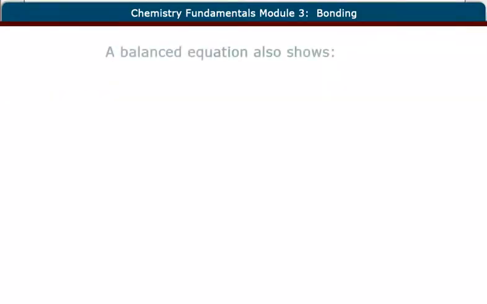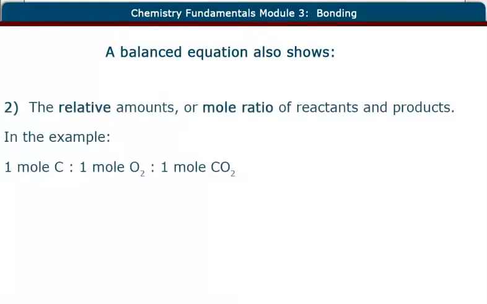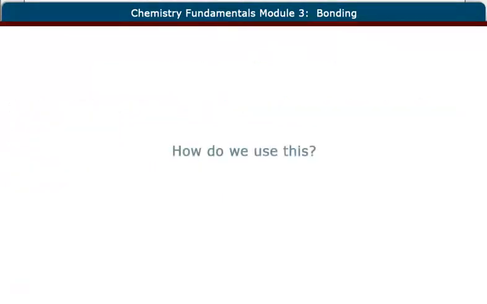A balanced equation also shows the relative amounts, or mole ratio, of reactants and products. In the example, the ratio of carbon to O2 to CO2 is 1 to 1 to 1. 1 mole of carbon to 1 mole of O2 gives you 1 mole of CO2. So how do we use this?